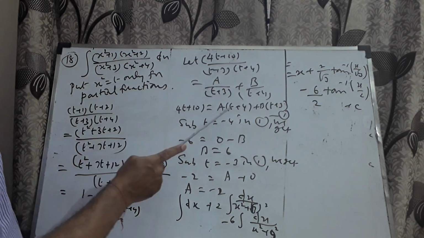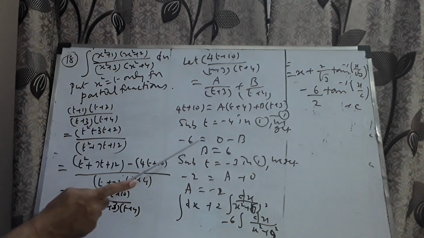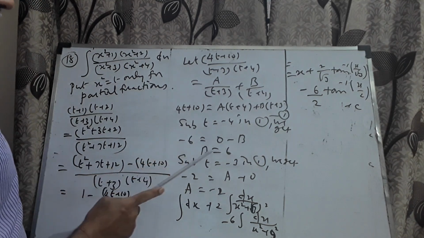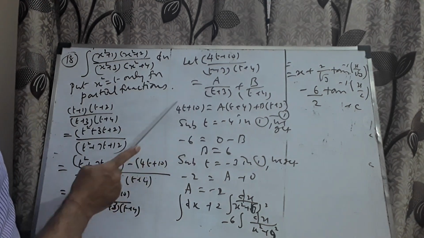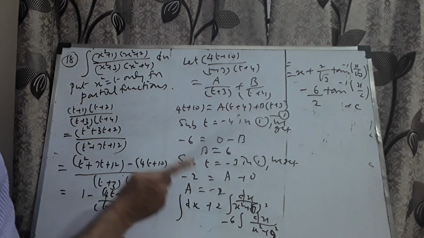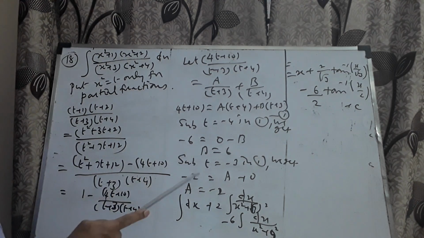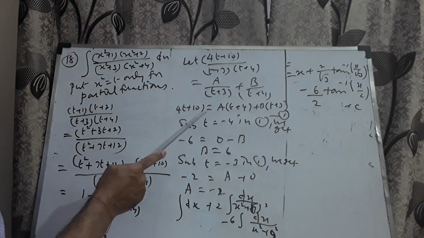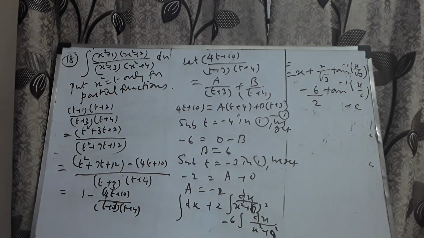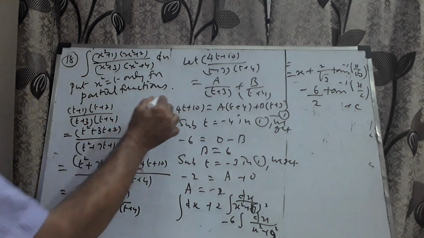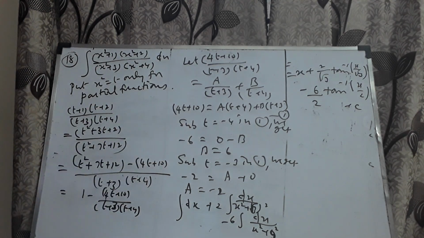For the second part, apply partial fractions. Here 4t plus 10 is a into (t plus 4) plus b into (t plus 3). Now t equal to minus 4 will give you 10 minus 16, minus 6, equal to 0 minus b. So b becomes 6. Substitute t equal to minus 3: 10 minus 12 becomes minus 2 is equal to a plus 0, since 4 minus 3 is 1. A becomes minus 2. But there is a minus sign here.